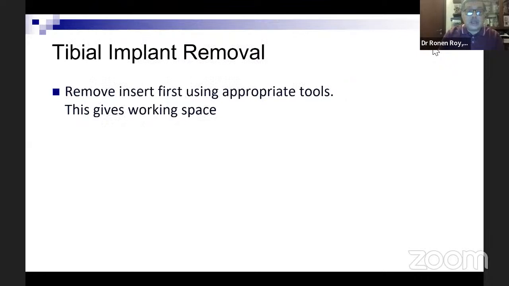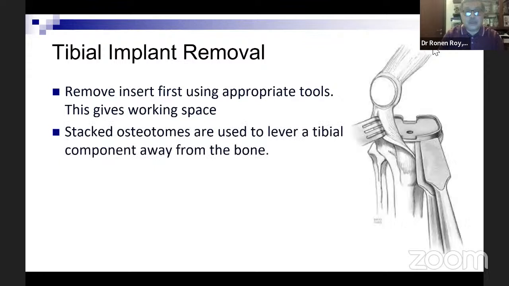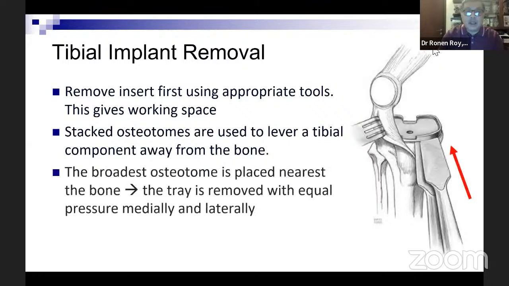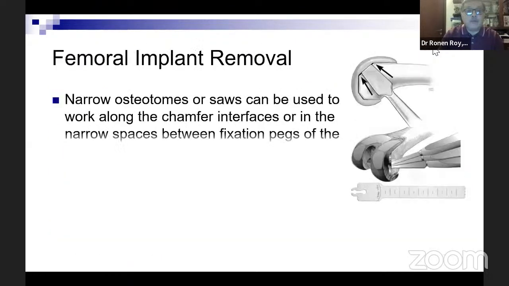First, you should try and remove the tibial implant, because removal of the insert gives you more space to work with. Then you use stacked osteotomes to lever the tibial component away from the bone. The broadest osteotome is placed closest to the bone, and then gradually you stack up one above the other. It's important to work on both the medial and lateral side simultaneously so you don't cause any stress in the proximal tibia. And you must take care not to crush the underlying bone.